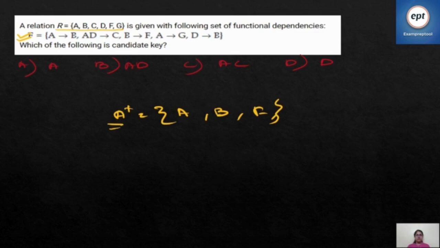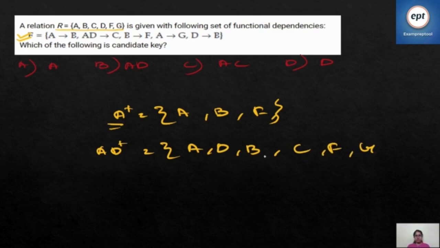Now let's check for AD. It will be A, D, and from A we are able to derive B. From AD we can derive C. From B we can derive F. From A we can derive G. From D we can derive B. So you can check that AD is able to derive every attribute in the relation R. That's why we can say that AD is the candidate key.